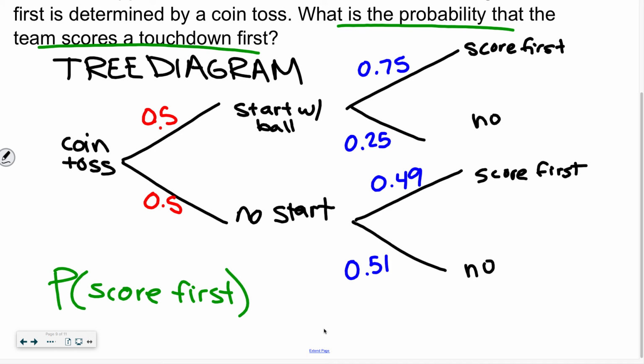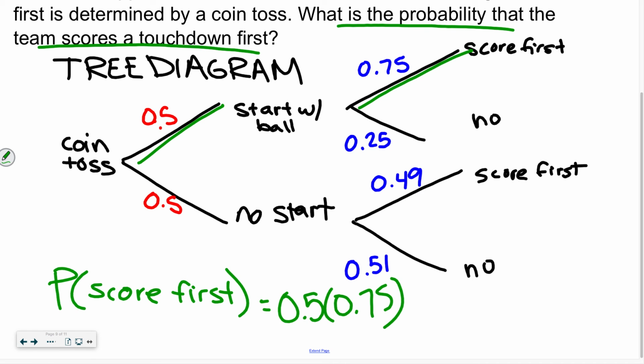Okay. So follow the branch. Probability you get the ball first, 0.5. Probability you score, 0.75. So that's going to be 0.5 times 0.75. So that's the probability that I score first when I win the coin toss. Make sure you're paying attention. I feel like I'm repeating myself because people aren't listening. Or, so I'm adding, I could score first when I don't have the ball first. So follow that path. 50% times 49%. So 0.5 times 0.49.